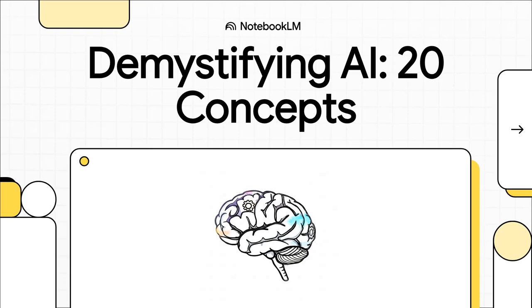All right, let's dive right in. Today, we are pulling back the curtain on the world of artificial intelligence. We're going to take 20 of the most common and, let's be honest, sometimes confusing AI concepts and break them down with simple analogies so they actually make sense.